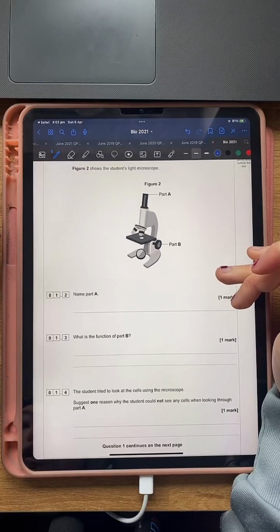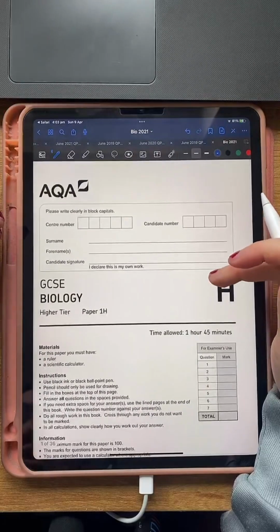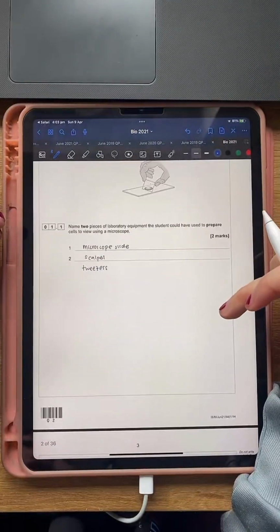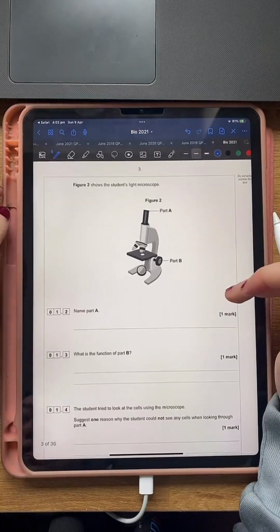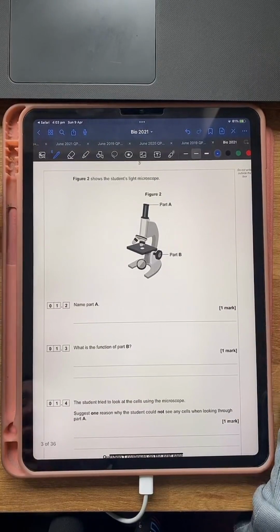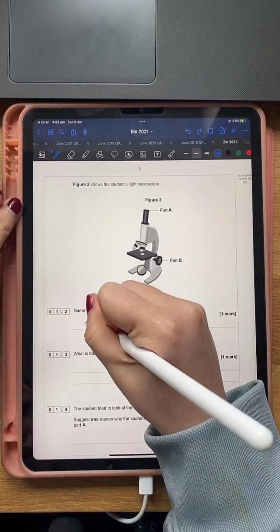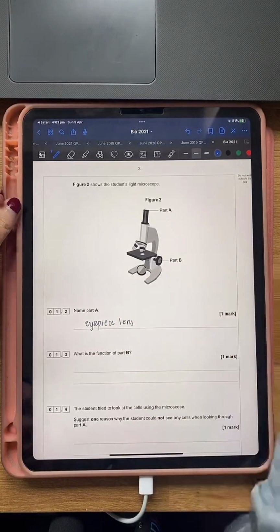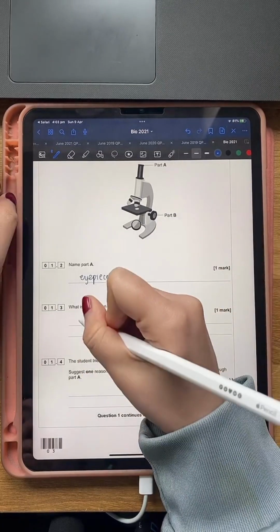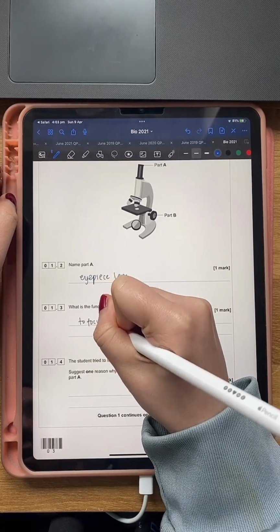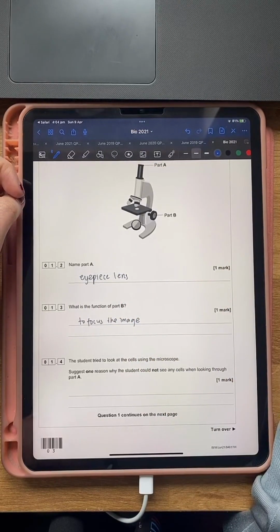Figure 2 shows the student's light microscope. Here we have part A. Wait, I'm just going to double check. Yeah, it's higher. AQA trilogy, yeah. Sorry. So, name part A: eyepiece lens. That's correct. What is the function of part B? That's the focus. Yep. So, to focus the image. That's right. Clear resolution, focus the image, all of those are fine.